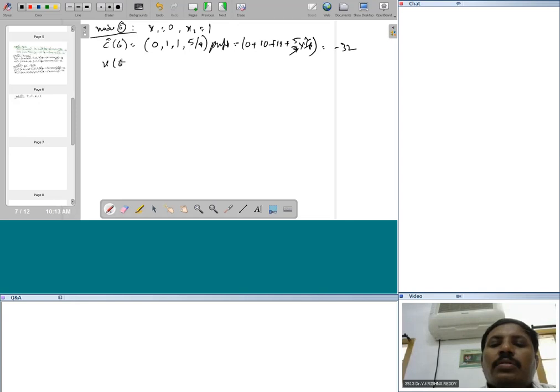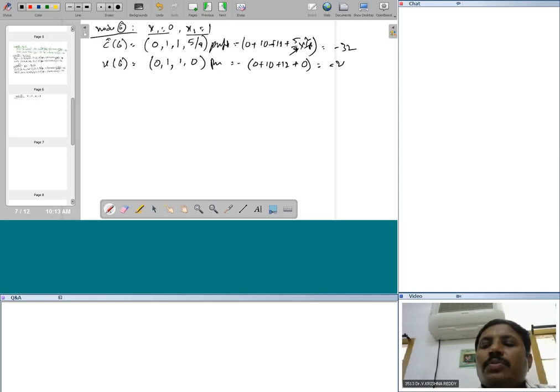Same way, u of 6. The decision is the first object is rejected, the second object is selected, and the remaining is only the 0-1 concept, so a portion is not allowed. So the profit value is minus of 0 plus 10 plus 12 plus 0, is minus 22. So minus 32, minus 22.